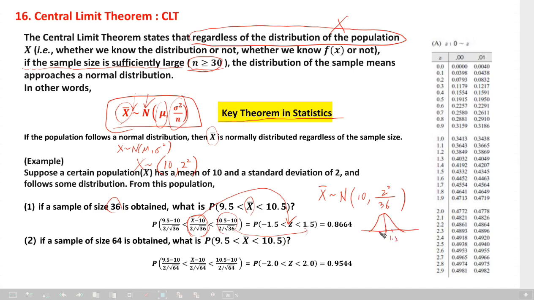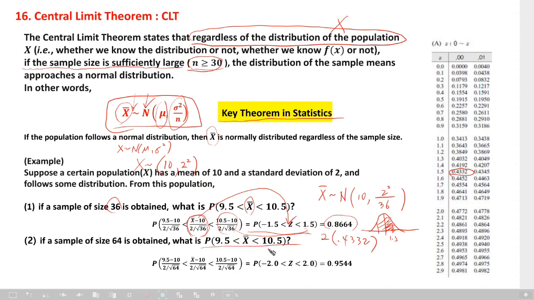This probability is the area from here to here, right? So 2 times this area. This area for 1.5 is 0.4332. That's 0.8664. Okay, and if the sample size is 64, then what is the same probability?